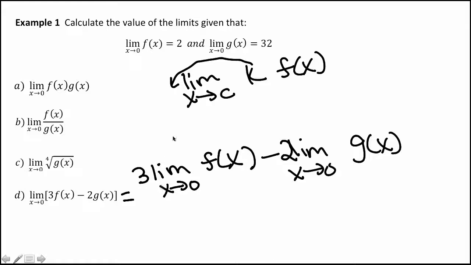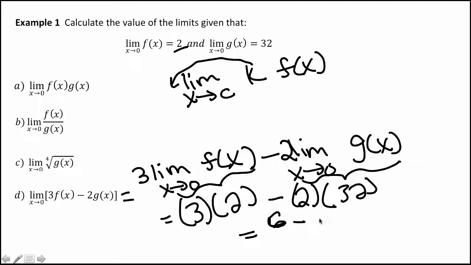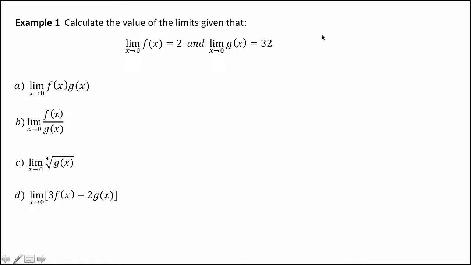So we said that this was 2. So we have here 3 times 2. Because remember, that's 2. And we have 2 times 32. Because remember, that is 32. So you're left with 6 minus 64, which is going to give you negative 58, if I did that math correctly.